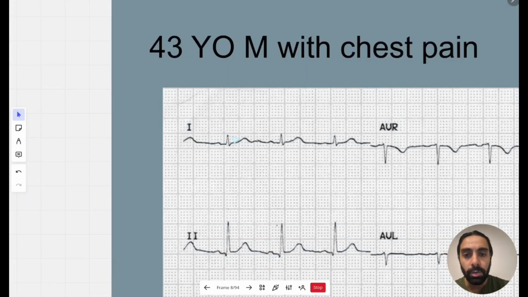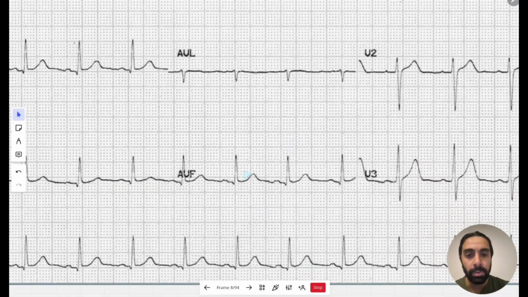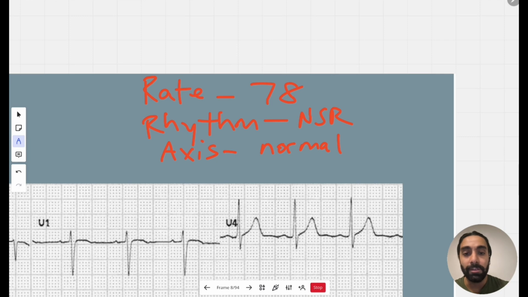Axis, so lead 1 is predominantly positive, and AVF is predominantly positive when it comes to the QRS amplitude. We're specifically looking for an R wave. R waves should be positive. So the axis is normal.